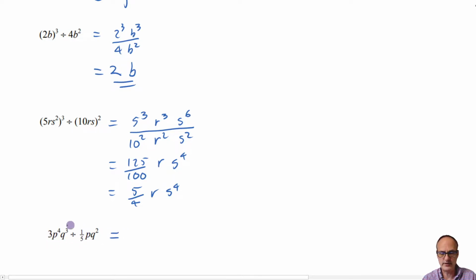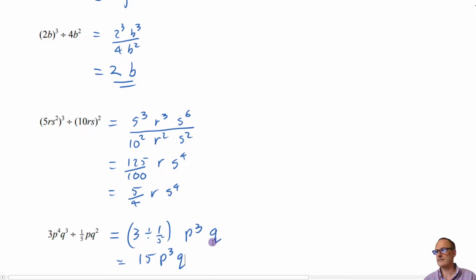Now, we've got 3. Let's just take the 3 and the 5th out because there's no powers to be done. So you've got 3 divided by 1/5 is the number bit. And then we've got 4 p to 4 divided by p, which is just p cubed, taking away the indices. q cubed divided by q squared, take away the indices, just leaves you q to the 1, which is just q. Now, if we divide by 1/5, we turn that upside down and multiply, which is the same as 3 times 5. So this will equal 15 p cubed q all on its own.